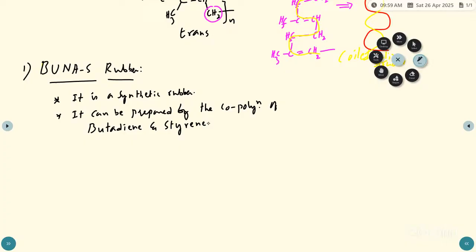So it can be prepared by the copolymerization of butadiene and styrene. What is copolymerization? If the polymerization takes place between two types of monomers, that polymerization is known as copolymerization. What are they? Butadiene and styrene. These two are different monomers. So that polymerization is known as copolymerization.